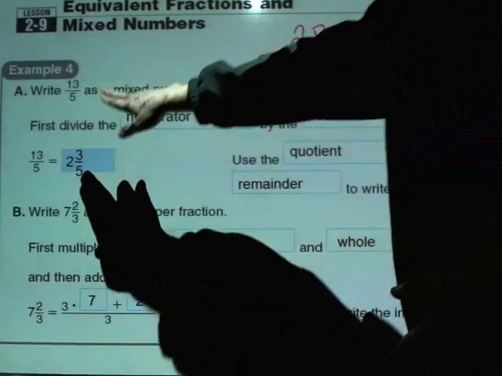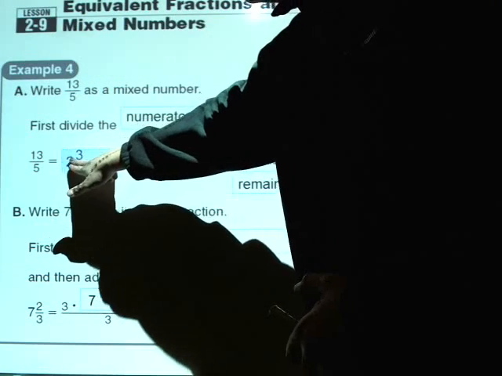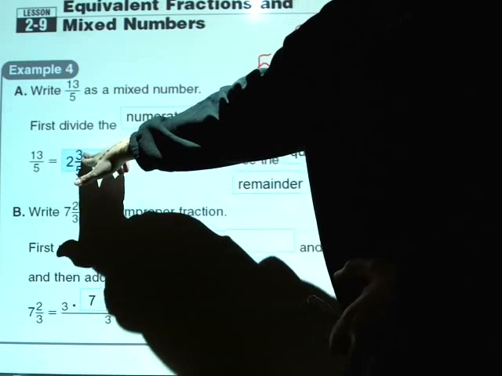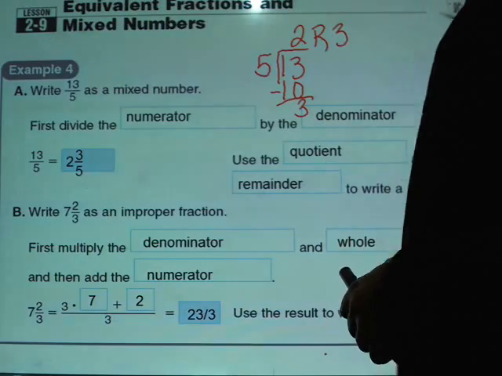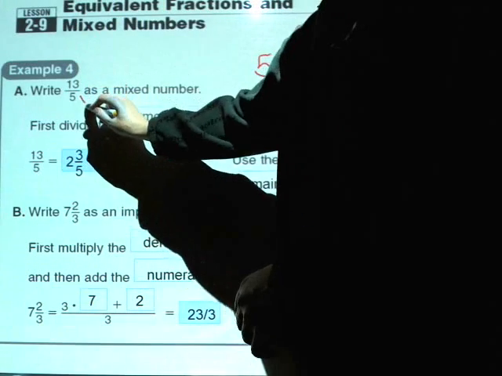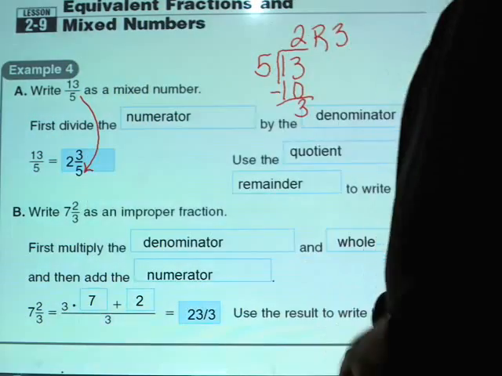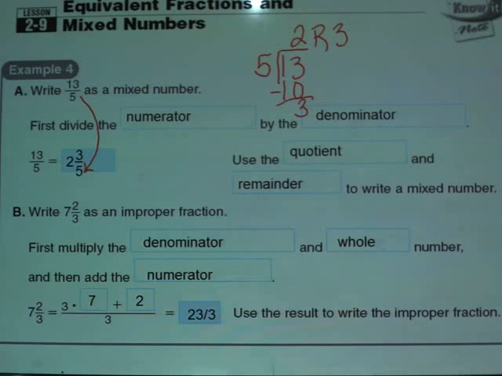The 3 becomes the numerator in my mixed number, the remainder, and the denominator stays the same. Since the denominator was 5, the denominator stays 5. And that's how 13/5 becomes equivalent to 2 3/5. Now we'll check it in a minute as soon as we do part B, which is having me change 7 2/3 into an improper fraction.